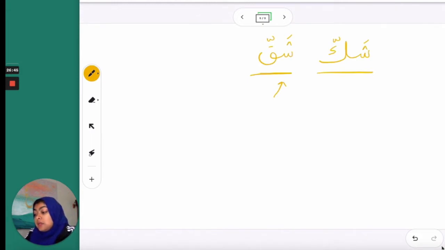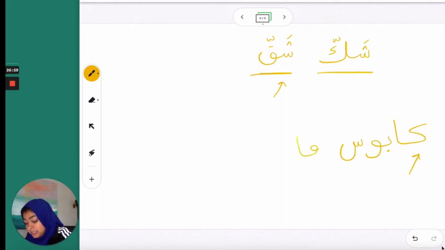Let's look at another one. Let's look at raqam thalatha, number 3. That first letter here, that's a kaf. We're going to go over how to write it in a second, but I'm just telling you it's a kaf for now.